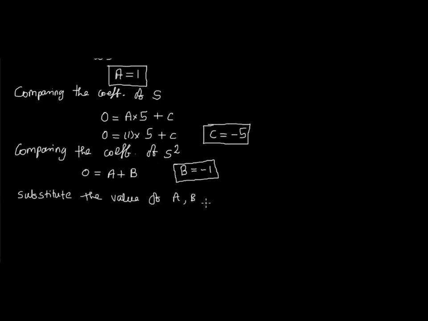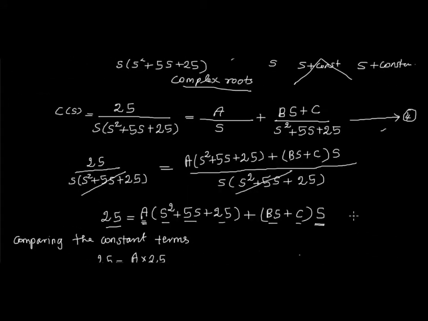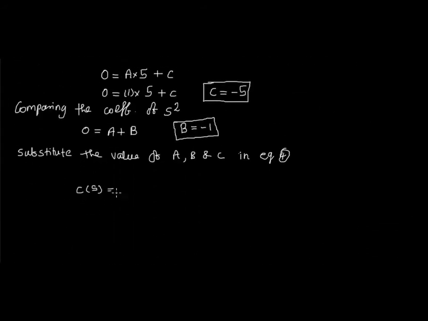We can substitute all these values in equation number 4. Then we will get C of s equal to 1 by s plus (minus 1 into s plus minus 5) divided by s square plus 5s plus 25.